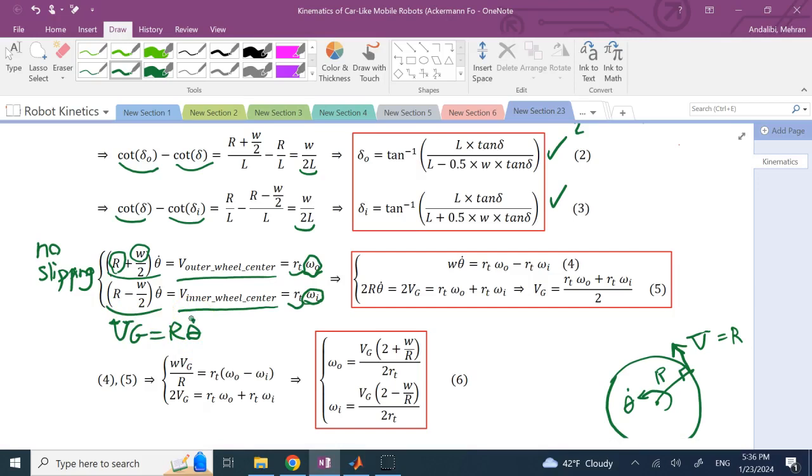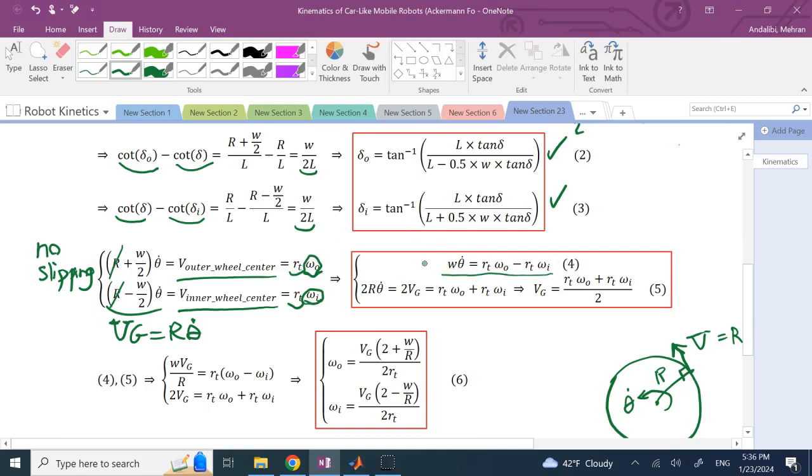Okay? Now, let's go ahead and use this formula, see what we get. Well, first thing first, we subtract the two formulas. If we subtract the two formulas, what's going to happen? The r terms would cancel. You get a w times theta dot, and it's going to be rt times omega o minus omega I. So you get this top formula.